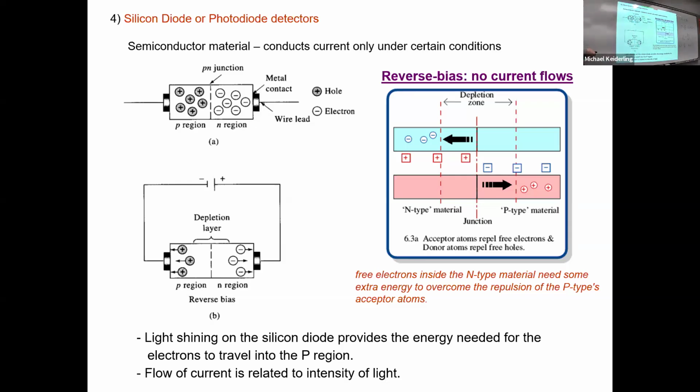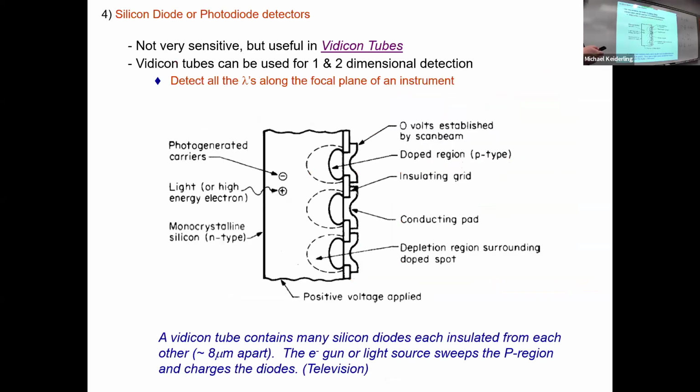But basically that's the idea, is that there's a depletion layer when you put a bias on this, and you need a little bit of extra energy to kick things up from the N region to the P region, and that allows current to flow. And the amount of current that flows is related to the intensity of the light. It's not very sensitive, but it's useful in Vidicon tubes, where you have a whole series of these.